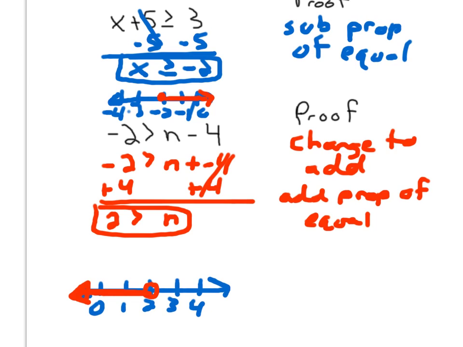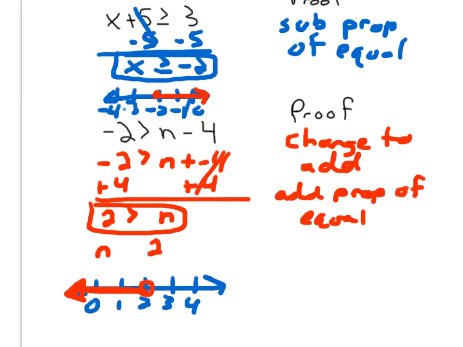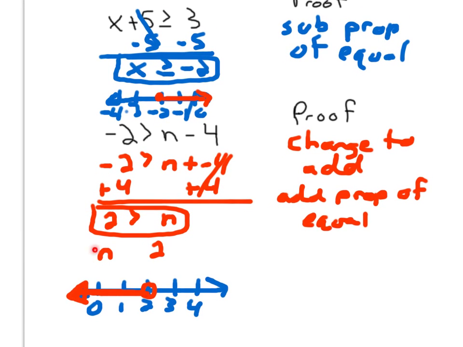So what you could notice from that is that if I wanted to rewrite this inequality with my variable on the left, I switched the variable and the number around. So what happened to the sign? Well, this says that the numbers I shaded here are less than 2. So the sign has to flip as well if I'm going to write it like this. So we can write this either way.